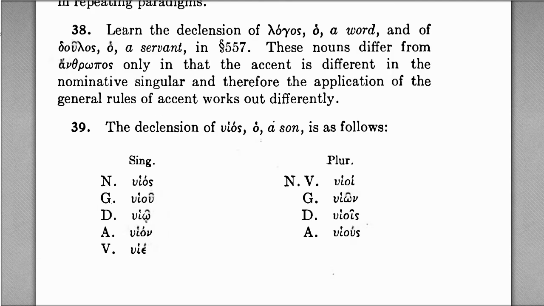Paragraph 38. Learn the declension of logos, ho, a word, and of doulos, ho, a servant, in paragraph 557. These nouns differ from anthropos only in that the accent is different in the nominative singular, and therefore the application of the general rules of accent works out differently.